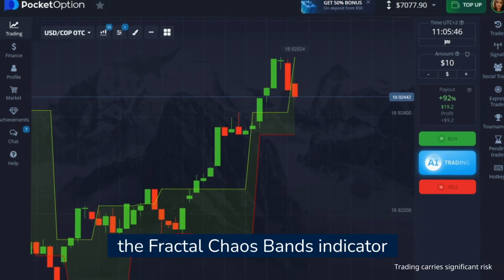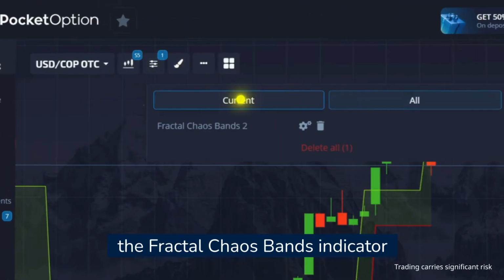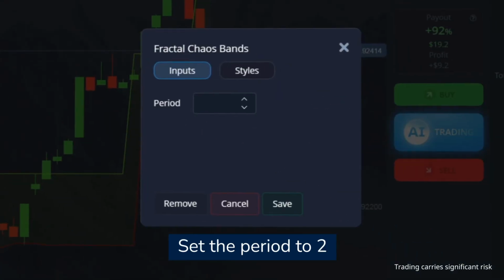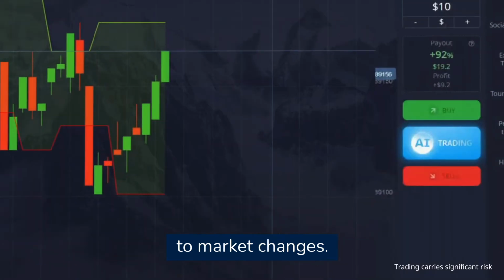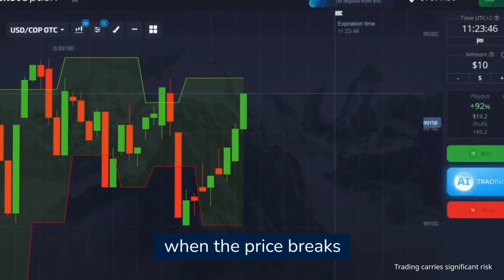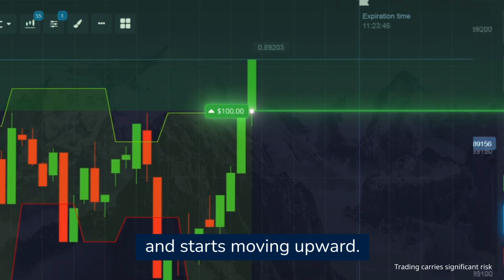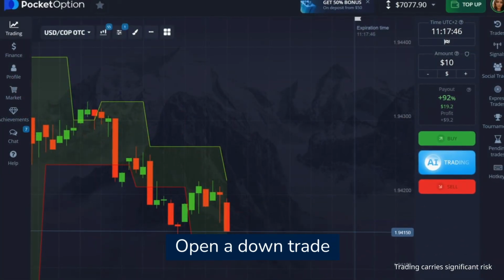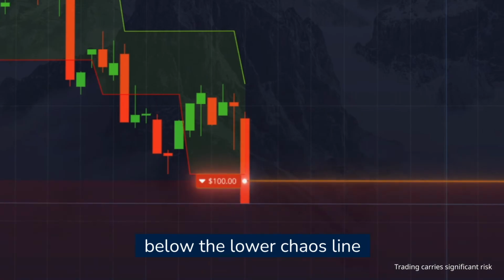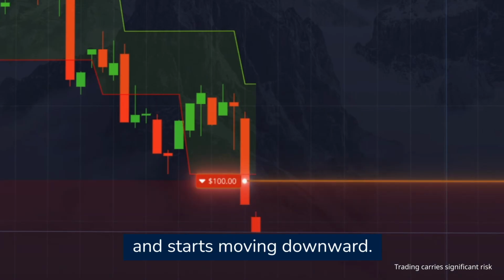How to set up the Fractal Chaos Bands indicator for quick trades. Set the period to 2 for increased sensitivity to market changes. Open an up trade when the price breaks above the upper chaos line and starts moving upward. Open a down trade when the price breaks below the lower chaos line and starts moving downward.